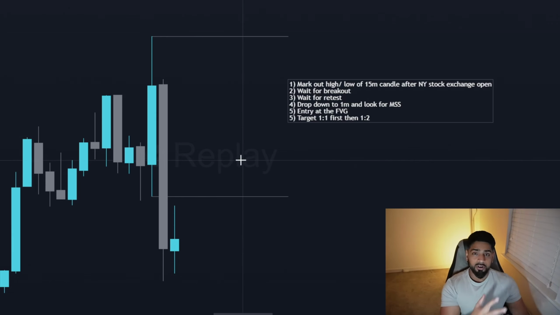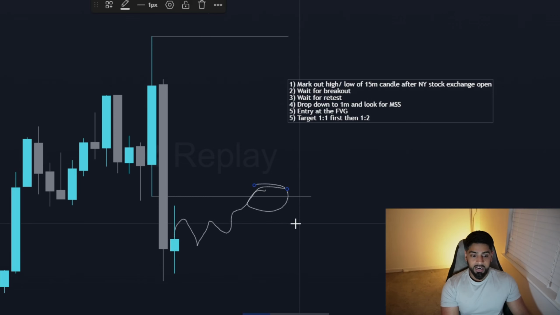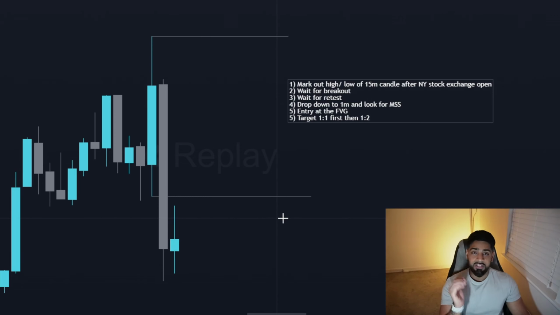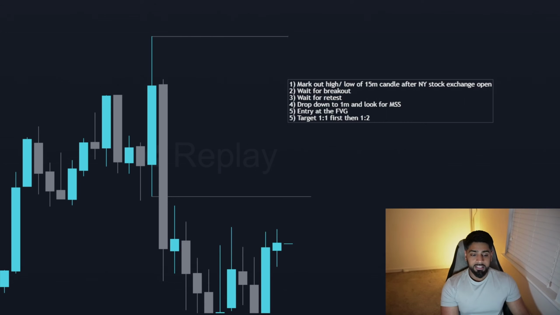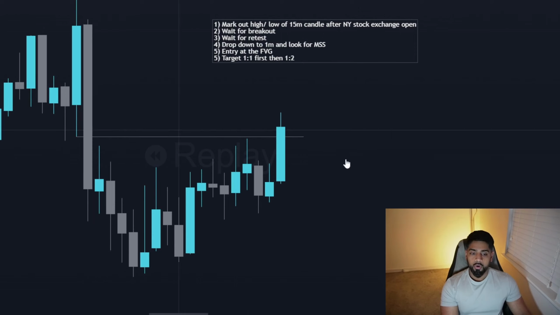So once we've broken out to the downside, all we're simply going to do is wait for price to come back and retest that range low. So we want price to come back and touch this candle right here. We want price to retrace, and then once it comes up to here, we can then actively start to look for an entry. So we're simply going to wait around until we get that, and finally price comes up and taps into the low of that range.